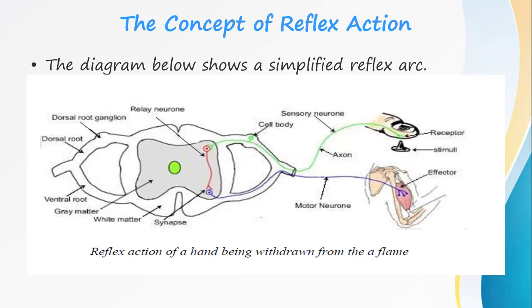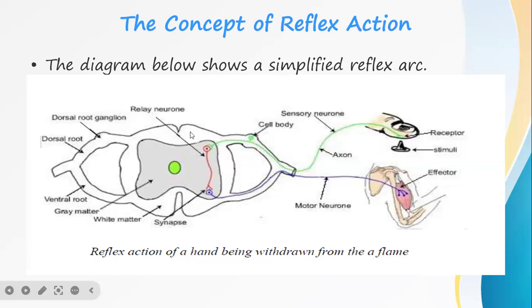Then after that, it returns the response quickly to the effectors through the motor neuron. So the sensory neuron is the one that carries the impulses from the receptors to the spinal cord, and after that, the response is translated back by the motor neuron to the effectors on what to be done quickly. I hope that's clear. So this is just a simple illustration of the reflex action, how it happens, of a hand being withdrawn from a flame.